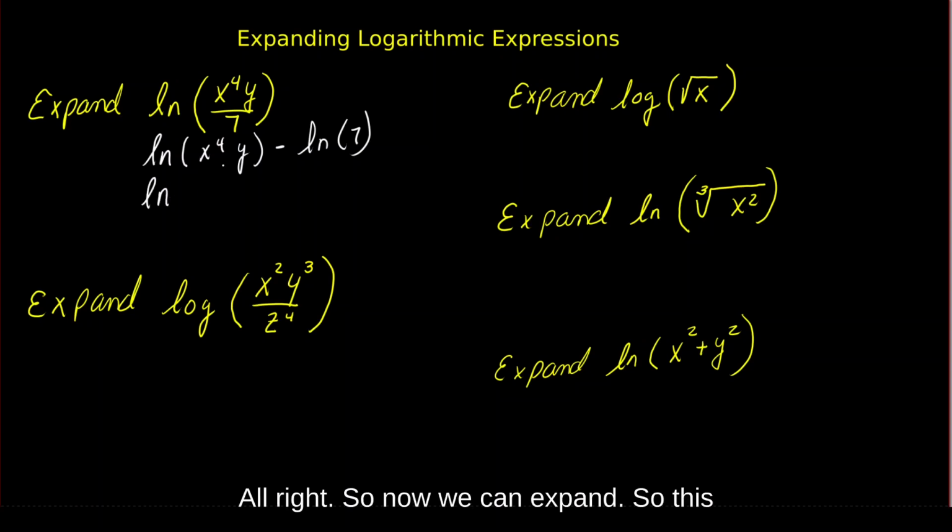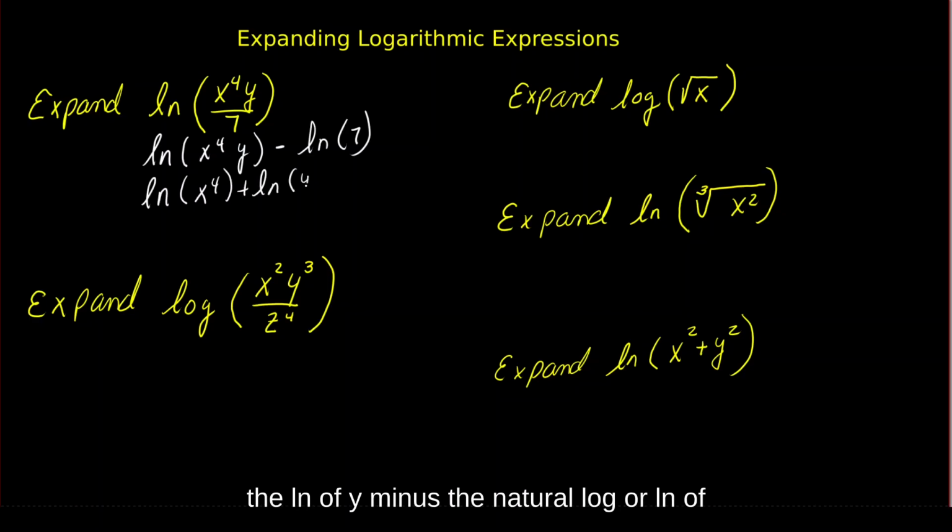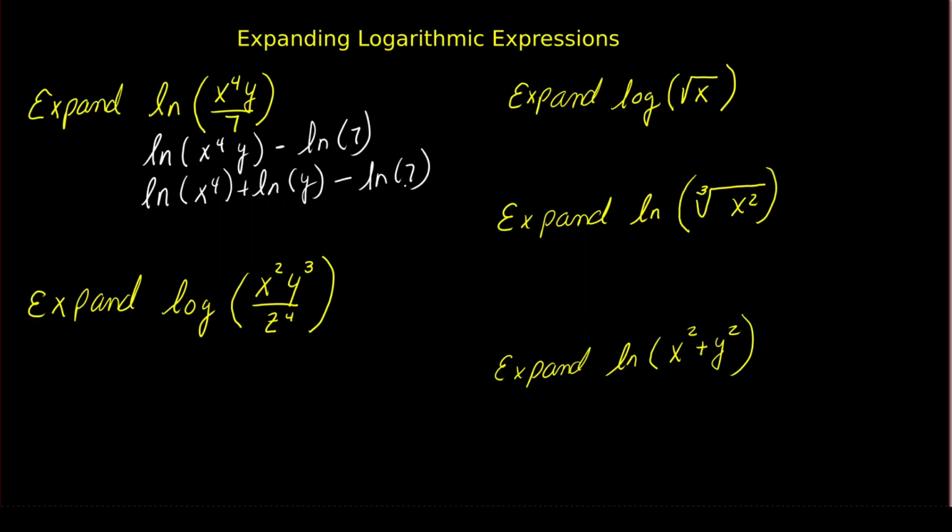All right, so now we can expand. So this will be the ln of x to the fourth plus the ln of y minus the natural log, or ln, of 7. Bring our 4 forward using the power rule. So it'll be 4 natural log of x plus the natural log of y minus the natural log of 7.